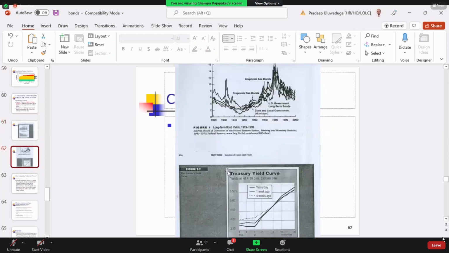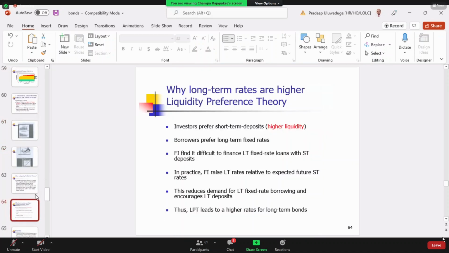So this is how the term structure behaves. And why are long-term rates higher? Here is the explanation based on liquidity preference theory. Let's see why. Investors prefer short-term deposits with higher liquidity, so they do not like to lock their money for a longer time period. Borrowers, on the other hand, prefer long-term fixed rates, so they would want to borrow at a fixed rate for a longer time period.